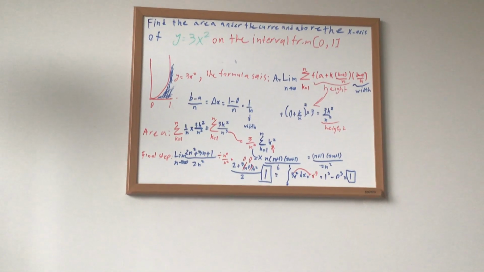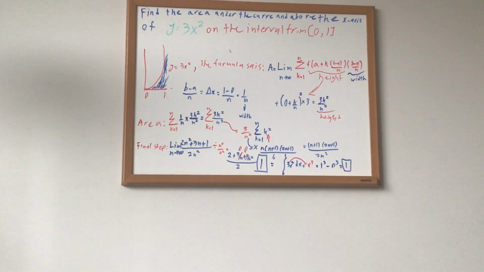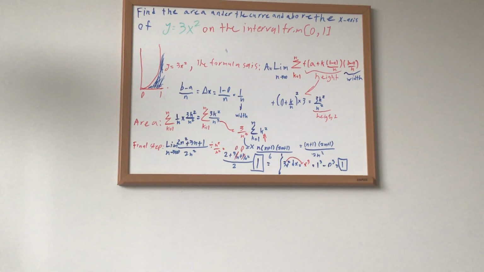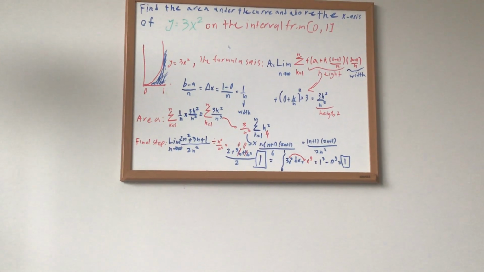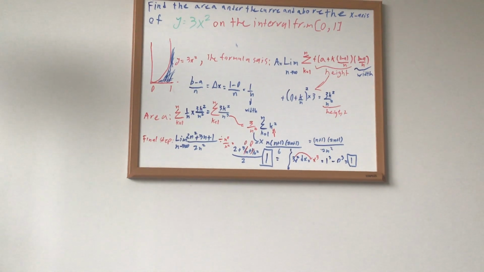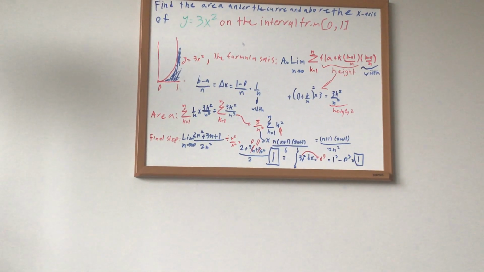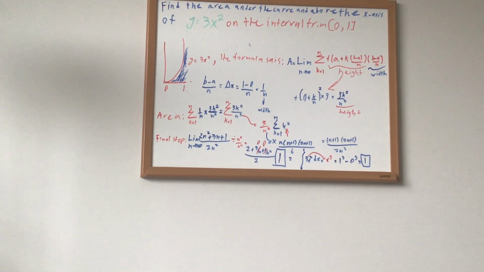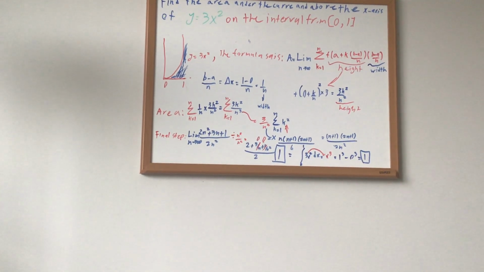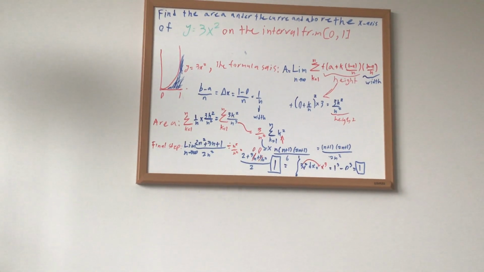For checking if it's true, the easiest way is to calculate the definite integral of 3x squared from 0 to 1. The integral of 3x squared is just x cubed. If we plug in 1, we get 1 cubed minus 0 cubed, which is just 1. So our value is correct.